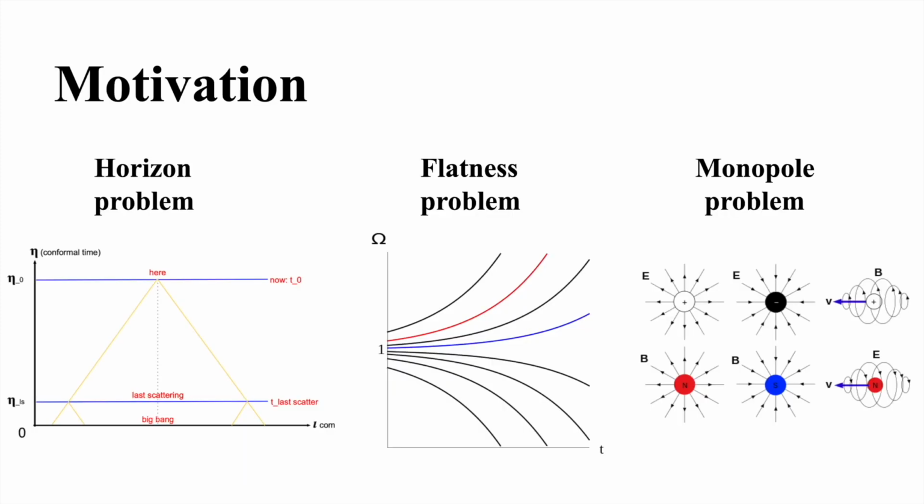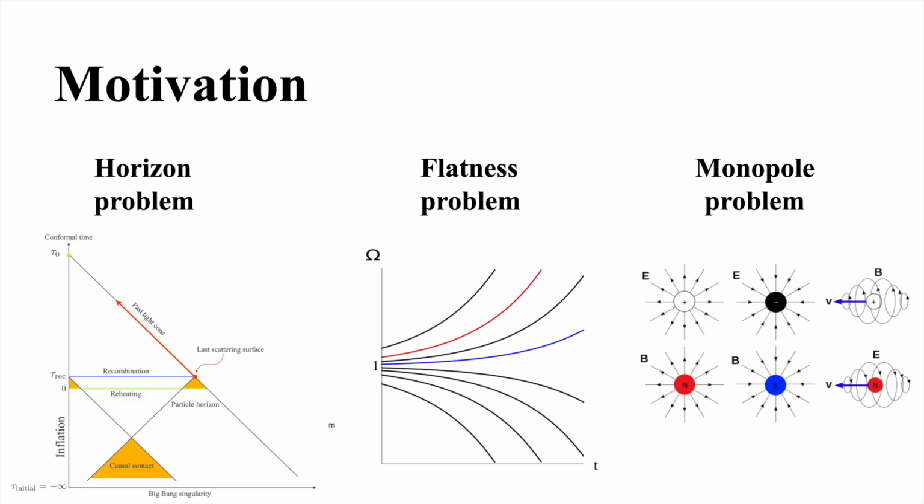There are three main problems that inflation aims to solve. Firstly, we have the horizon problem. The cosmic microwave background shows remarkable isotropy in all directions. This suggests that regions of the universe that are now very distant from each other were in thermal equilibrium at some point. However, given the finite speed of light and the age of the universe, these regions should not have had enough time to reach such equilibrium, leading to the horizon problem. Inflation solves this by allowing these regions to be in contact before the exponential expansion.